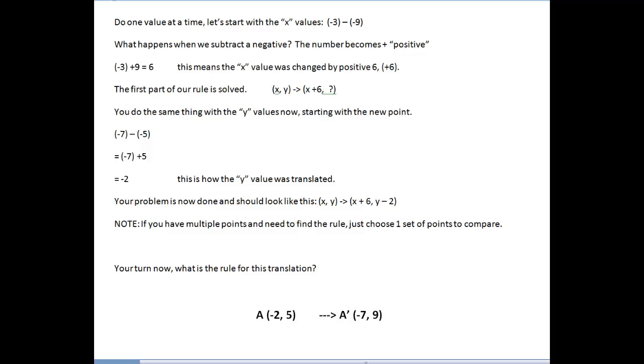Now we're going to find out what the y is. We do the same thing for the y. Negative 7 minus negative 5 becomes negative 7 plus 5, which equals negative 2. And that is how we got the y value that was translated. Your problem is now done, and your answer should look like x comma y becomes x plus 6 comma y minus 2.